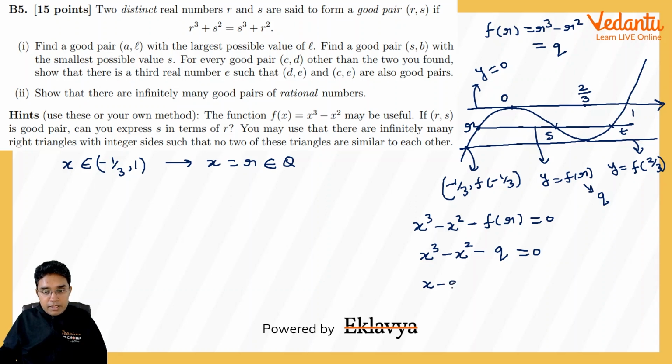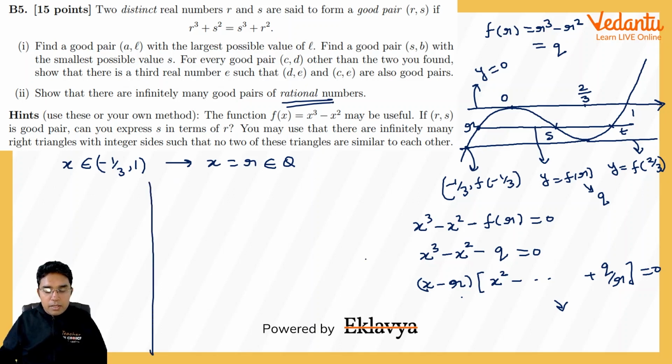Now, is there a guarantee that this will give you two rational roots? We can do the factorization and we get one factor x minus r for sure, because we are putting f of r here, so x equal to r should satisfy it. But the other one will give us a quadratic, x square minus something plus some q upon r. If this quadratic gives both roots rational, then only we can say that for this r we got rational roots. But if this gives an irrational root, then saying that we have got a rational good pair will be incorrect. Now, I'll tell you how I can do it. Actually, I'll try to prove that this is going to have rational roots. This can be done this way also.